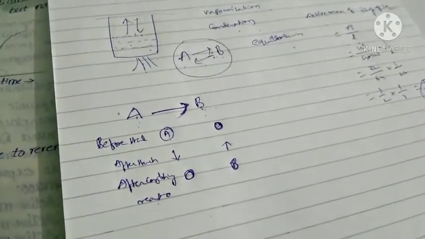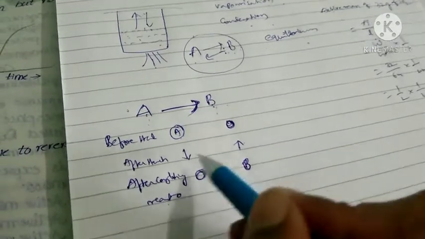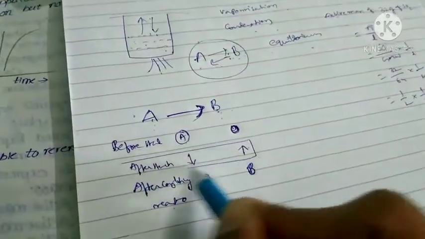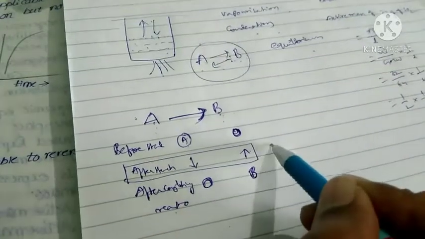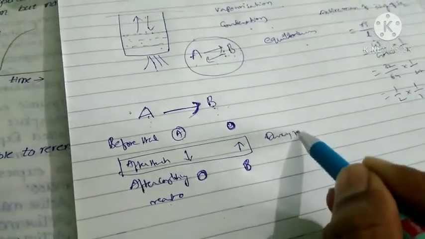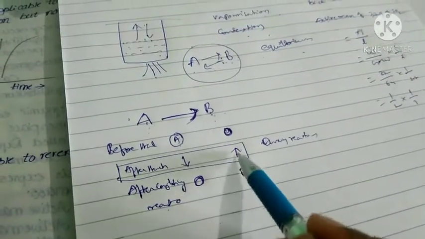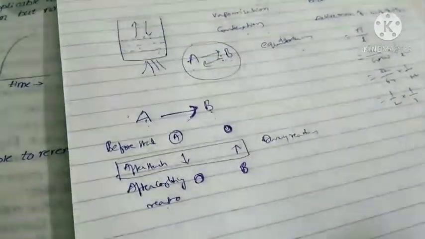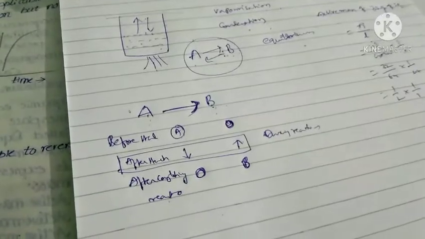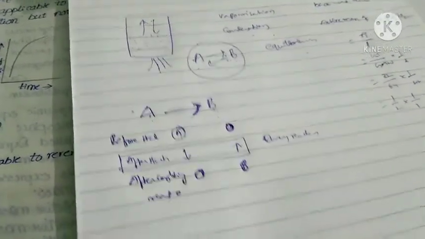Then what about rate of reaction? This is the second step. This step is called rate of reaction. That means during the reaction, the concentration of A slightly decreases and the concentration of B slightly increases with time. That is called rate of reaction. I hope you understand it clearly.